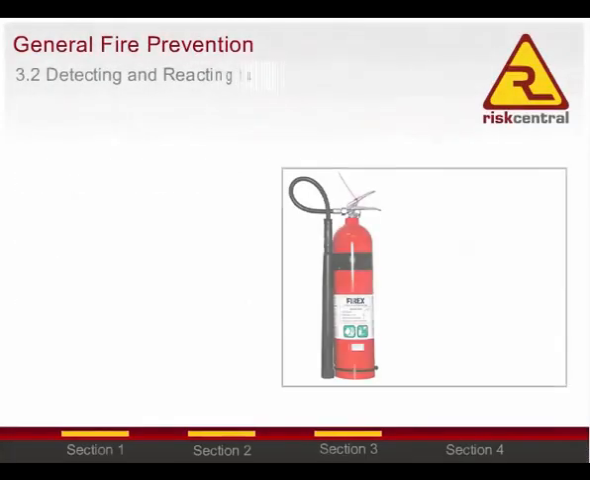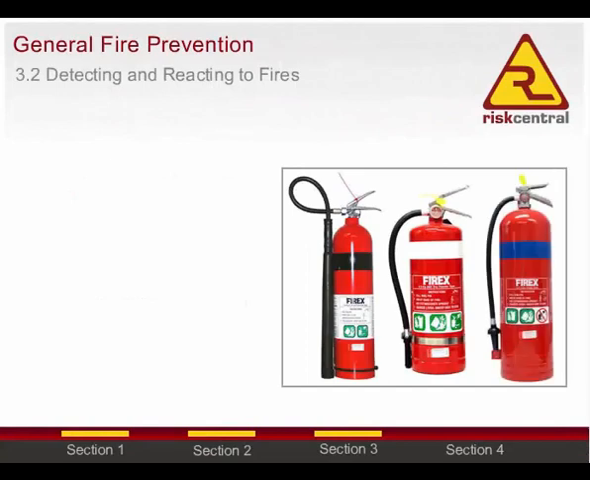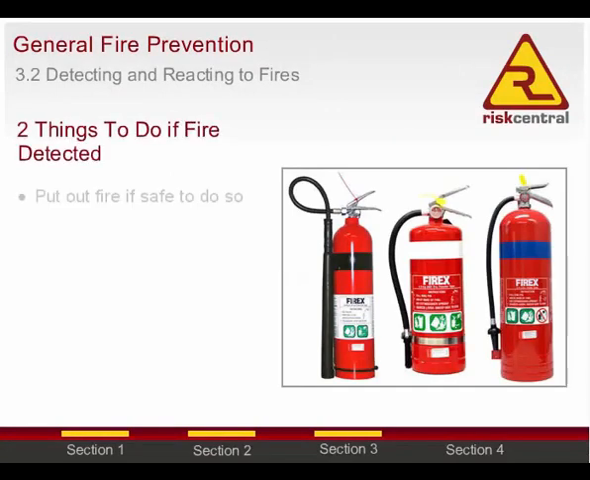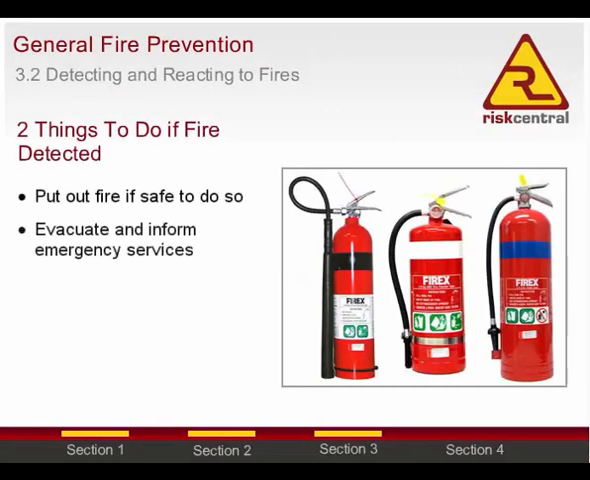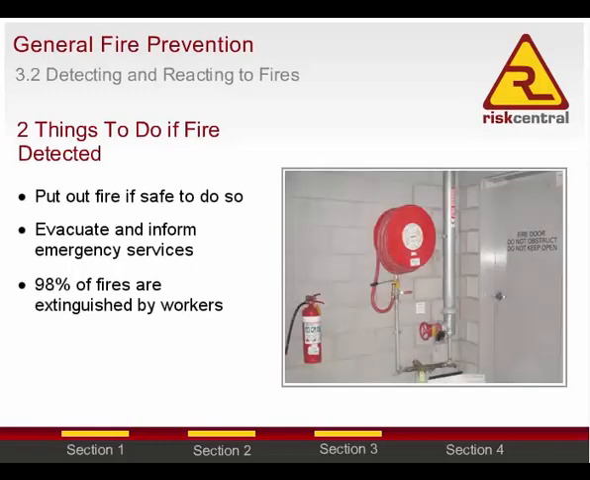When a fire is detected, there are basically two things you can do. Try to put out the fire if it's safe to do so, or evacuate to a safe area and inform emergency services. If you do attempt to fight the fire, manual fire suppression systems such as extinguishers, hose reels and hydrants need to be ready for immediate use. Any delay could mean that you lose control of the fire. In fact, up to 98% of fires in the workplace are extinguished by workers in the area. That's why it's so important to maintain extinguishers, hose reels and hydrants so they are ready for use.